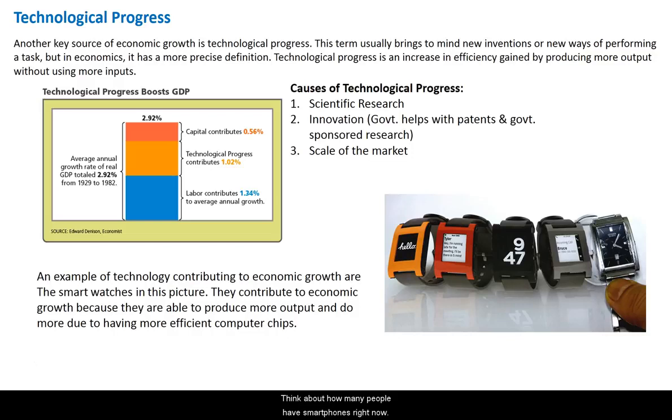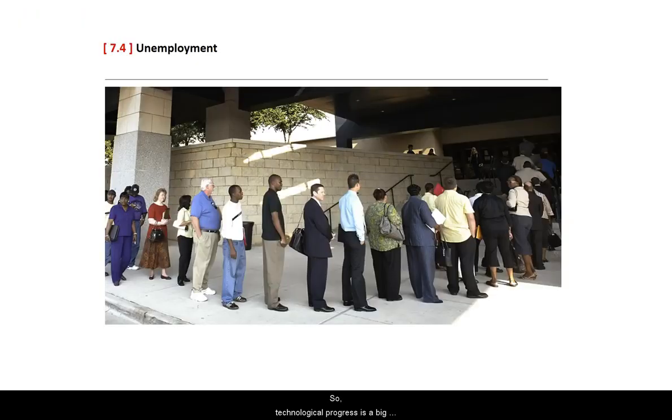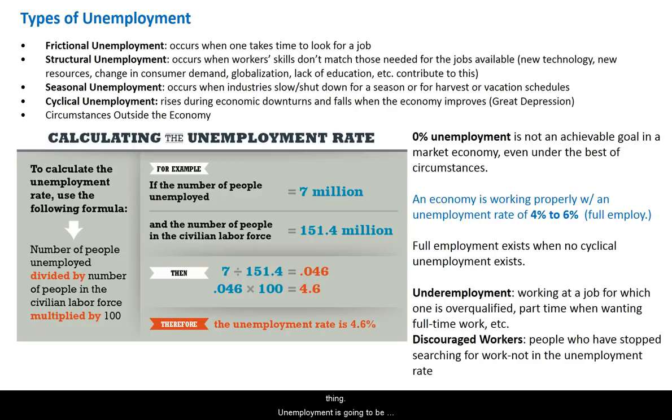I mean, think about how many people just have smartphones right now. Considering their cost, it's pretty amazing how we've been able to see that filter down to everybody. So technological progress is a big thing. Now, unemployment is going to be something we always want to look at, how many people are actually working.